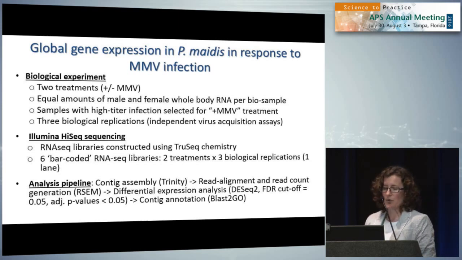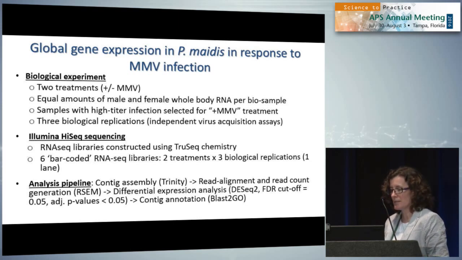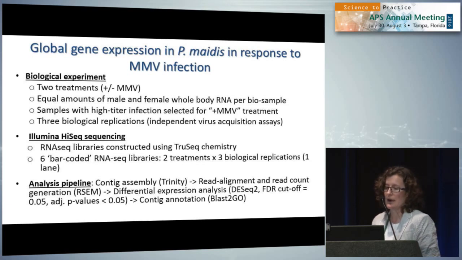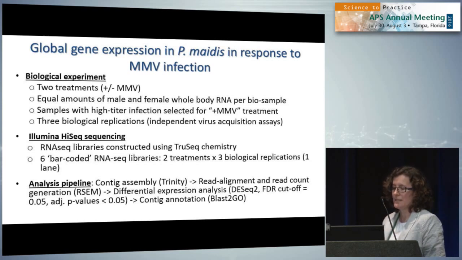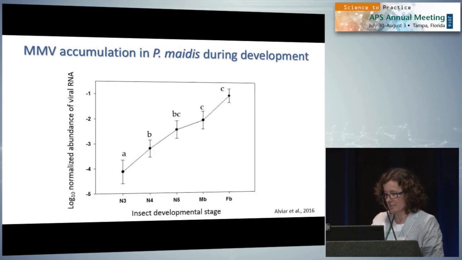And so for these experiments, we used equal amounts of male and female RNA. We actually selected insects. We measured the virus titer for individual insects and only used those that had a very high titer of the virus. And this was replicated, and then we used standard procedures for sequencing and analysis.